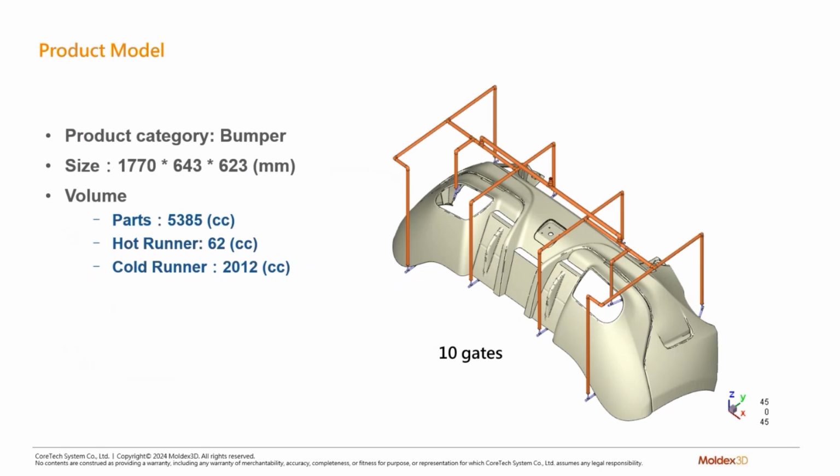So let's look at the case in this automotive bumper. Because this bumper is so large, we need to pay attention to the differences in flow behavior, the sprue pressure, and the clamping force.